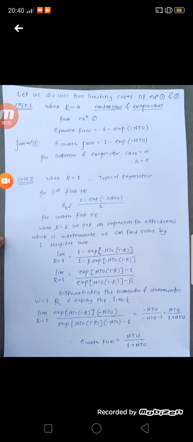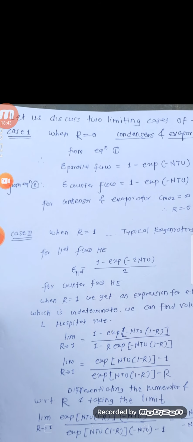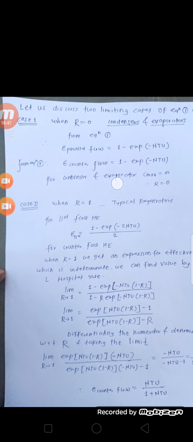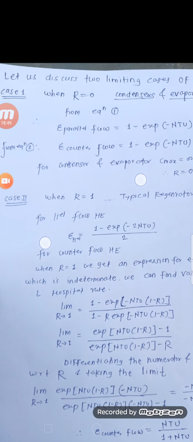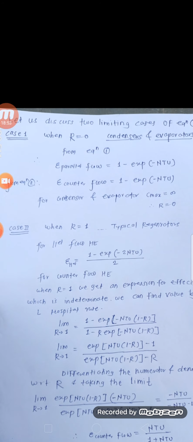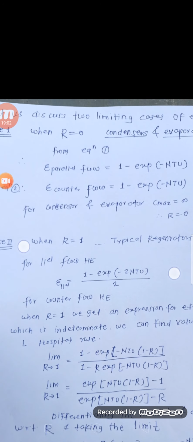So let us discuss two limiting cases of equations 1 and 2. Equation 1 is the effectiveness of the parallel flow heat exchanger, and equation 2 is the effectiveness of the counter flow heat exchanger. There are two limiting cases. The first case is when R is equal to 0. So for what type of heat exchangers is R 0? R is 0 means C minimum divided by C maximum is equal to 0.